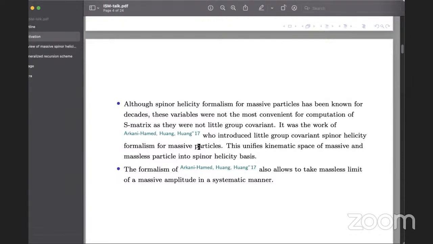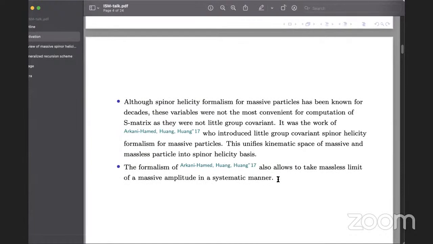It was the work of Arkani-Hamed, Huang and Huang in 2017 who introduced little group covariant spinor helicity formalism for massive particles. In a certain sense, their formalism unifies the kinematic space of massive and massless particles into the spinor helicity basis. Also, this formalism allows one to take the massless limit of a massive amplitude in a systematic manner.